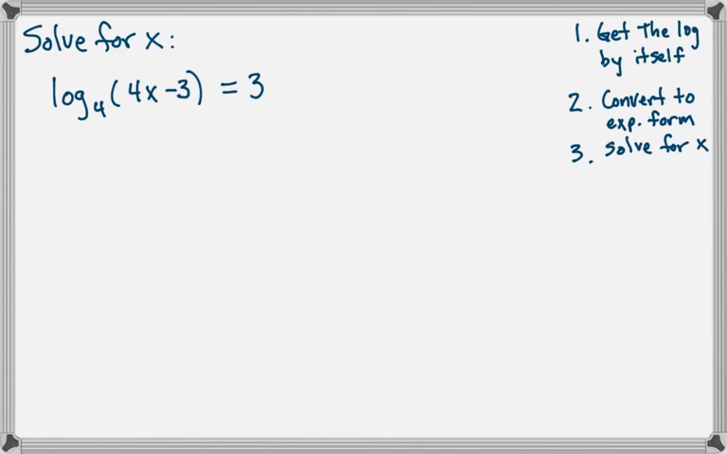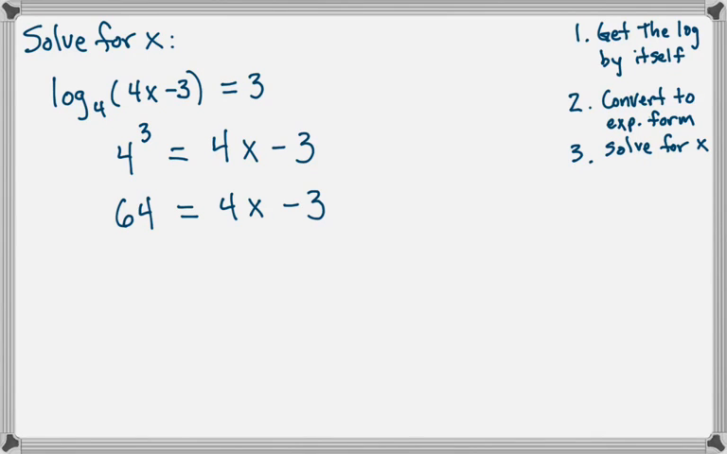So we're just going to go ahead and convert this logarithm to exponential form. So start with the base. The base is 4, so we're going to raise 4 to the third power. And then that equals the argument, or whatever is on the inside of that log. So this will equal 4x minus 3. Once you've converted it, go ahead and solve for x. So we're going to figure out what that 4 to the third power is. 4 times 4, that'd be 16, times another 4, that is 64. So 64 would equal 4x minus 3.